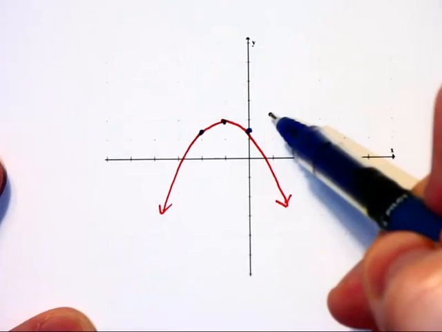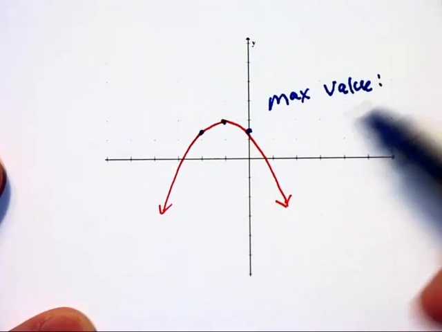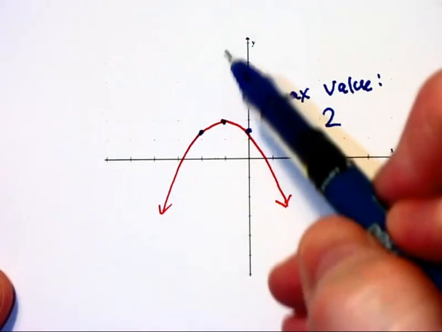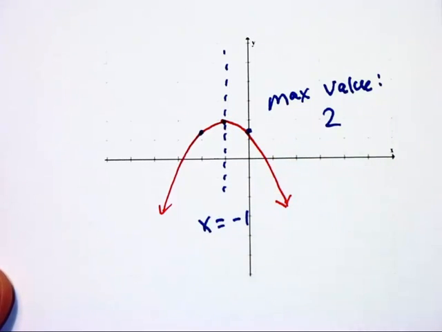Notice that we have a maximum value, which is 2, which is the same as the y-coordinate of the vertex, and that the axis of symmetry is the equation x equals -1.